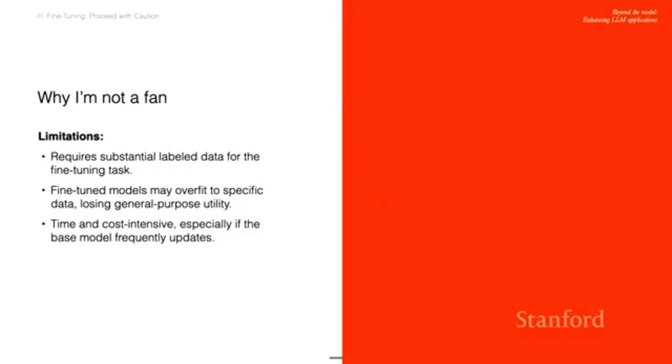although one modifies the weights, the other doesn't modify the weights. Fine-tuned models may also overfit to specific data. We're going to see a funny example actually. Losing their general purpose utility. So you might fine-tune a model, and actually when someone asks a pretty generic question, it doesn't do well anymore. It might do well on your task, so it might be relevant or not. And then it's time and cost intensive. That's my main problem.